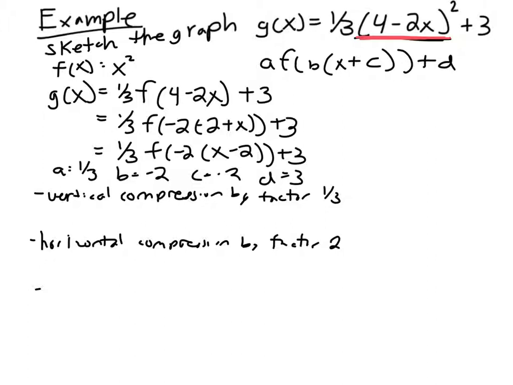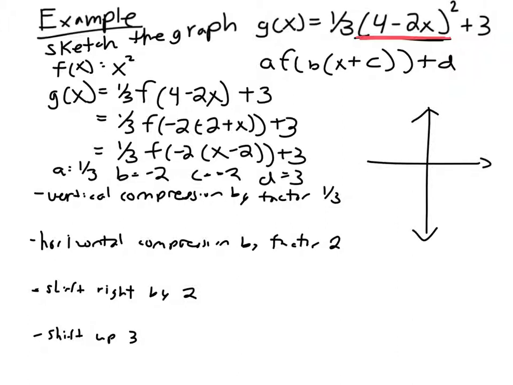If C is negative, it's a shift to the right. So instead of saying horizontal shift to the right, that's kind of repetitive, you can just say shift right by 2. Okay. Then lastly, D, which is a shift vertically, so up or down, and it'll be up because D is positive, so shift up 3. Okay, so now I'm ready to go ahead and do this graph.